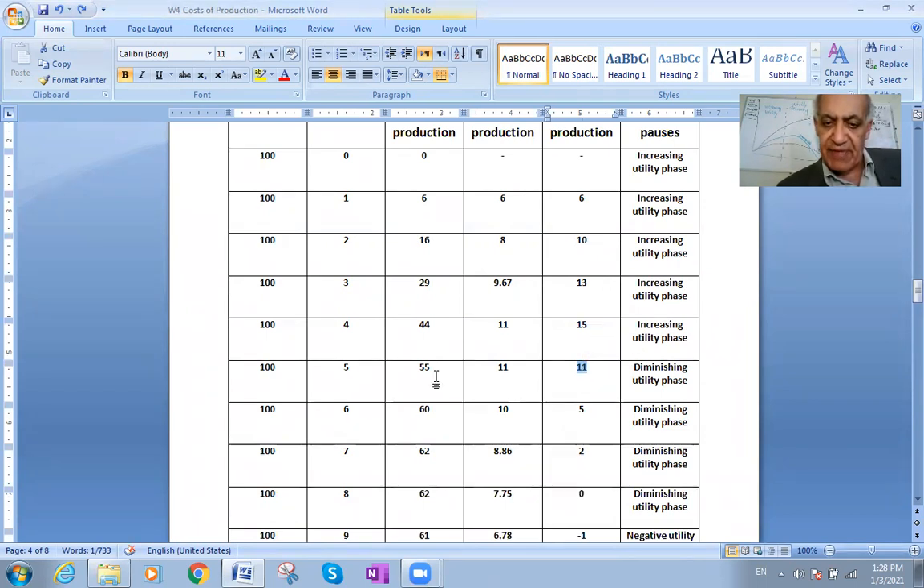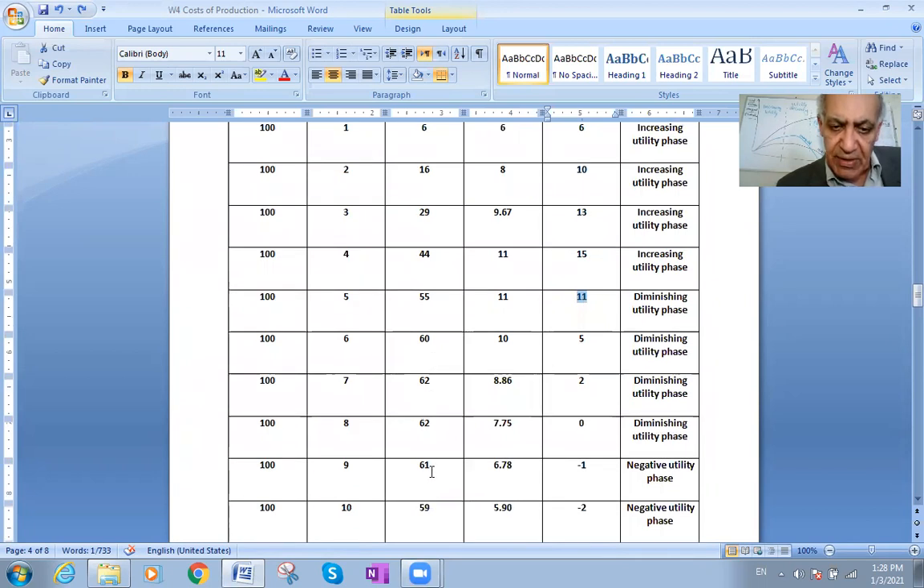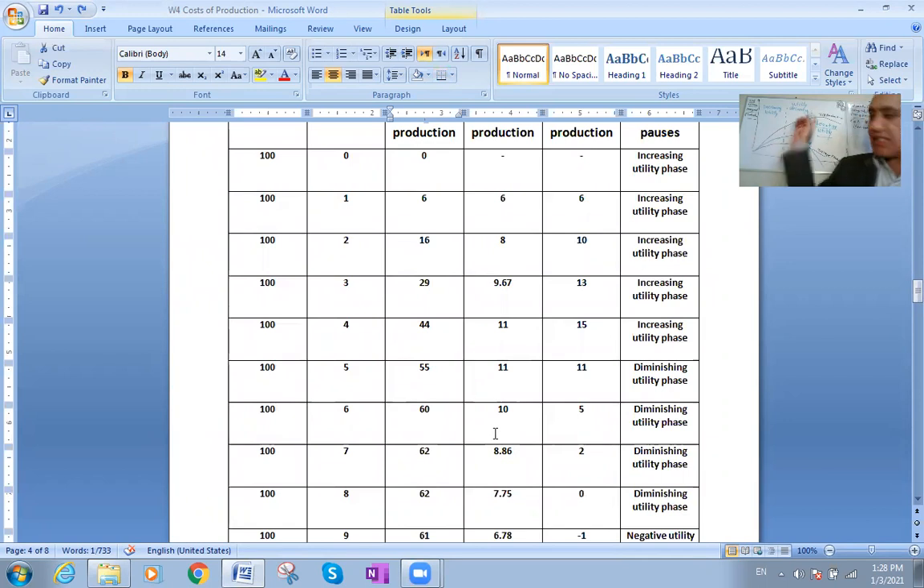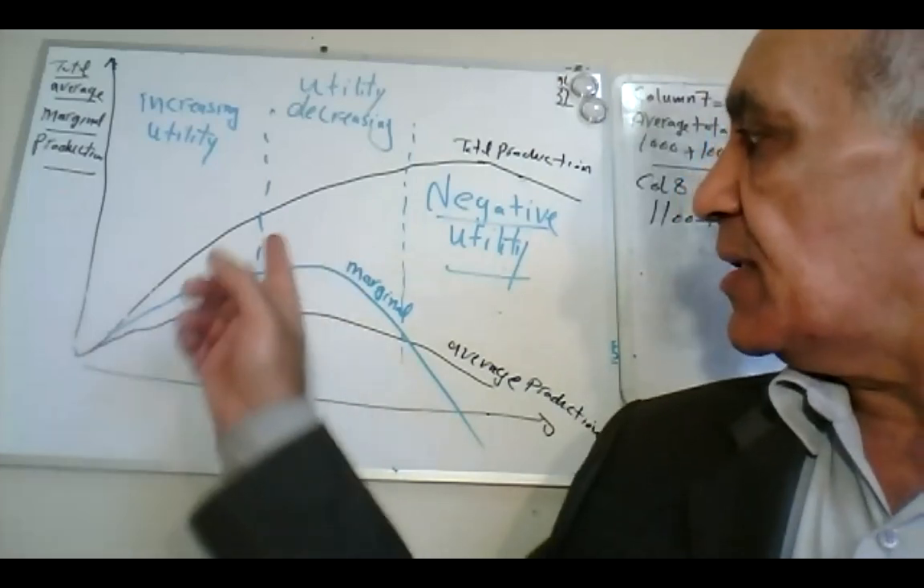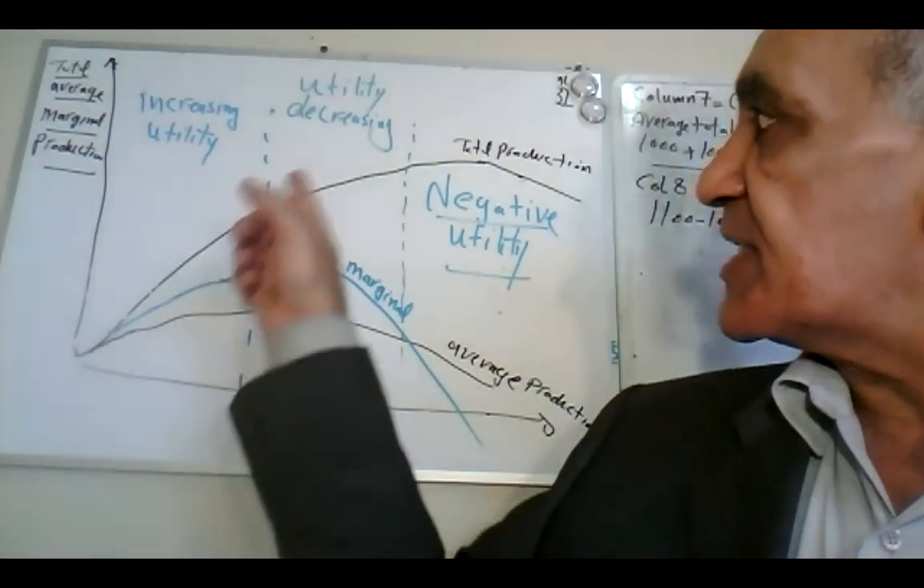Look at 11, 55. Here, the marginal and the average: the 11 becomes 5 and the 11 becomes 60. Watch out that still the total production is increasing, but it will come to a limit where it will decrease later on. Look at this, because the total production here is 55, 60, 62, then here, look, 61, then 59. I'm talking about the total. So the total alone is the one that went like you saw in the graph here. I will show you the graph again. So though the marginal and the average are decreasing, the total is still increasing.